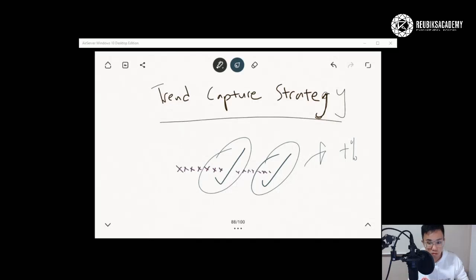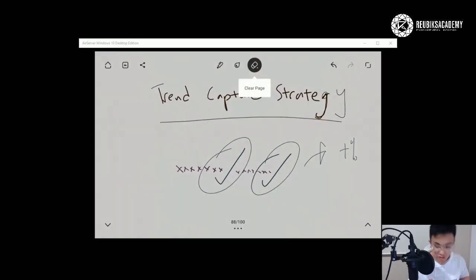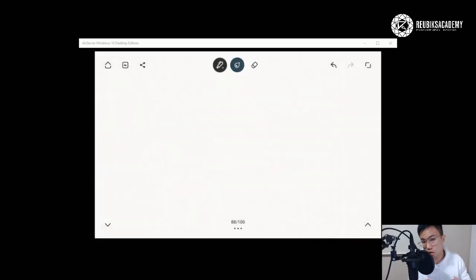We are very subjected to emotions, and when we are subjected to emotions, we do not like to see losses. So if you want to use a trend capture strategy rather than a trend reversal strategy, what we call a mean reversion strategy, then you have to be prepared for this kind of portfolio. Now that being said, let me go on to the Ichimoku Cloud, which is a trend capture strategy.